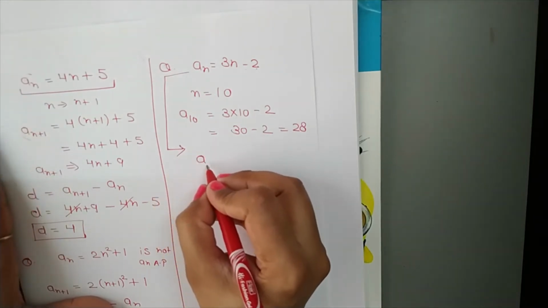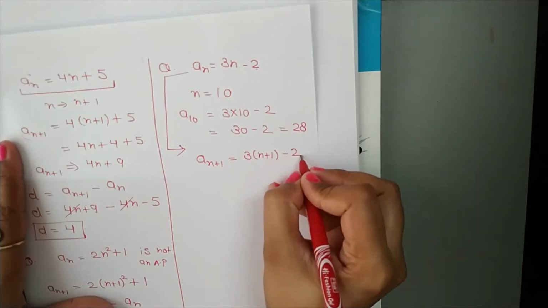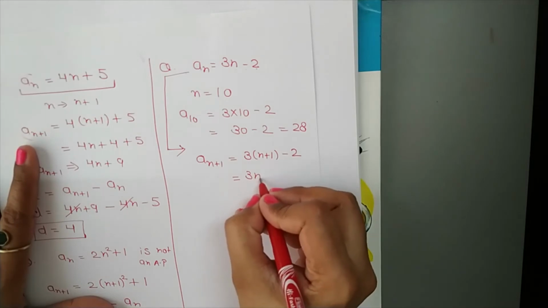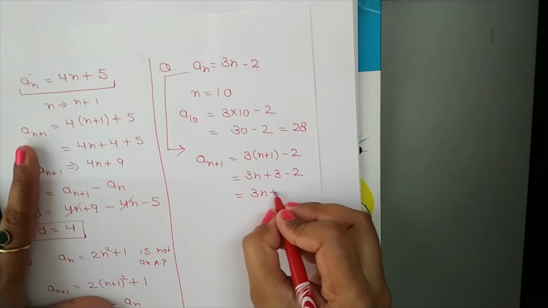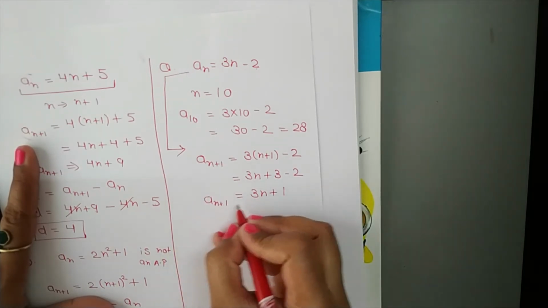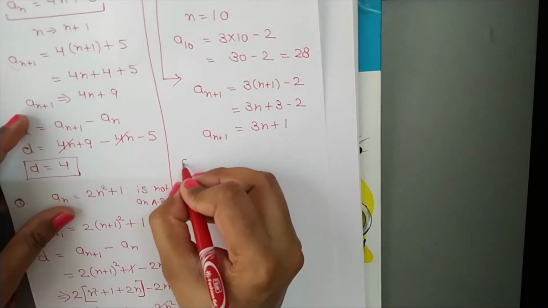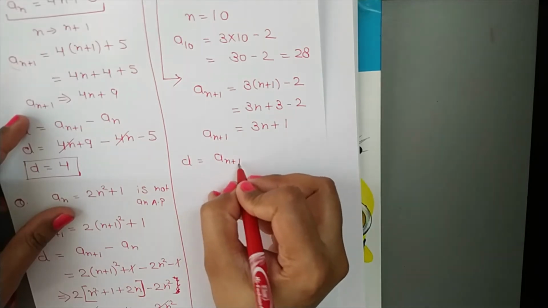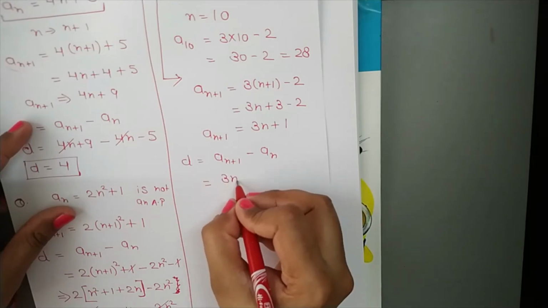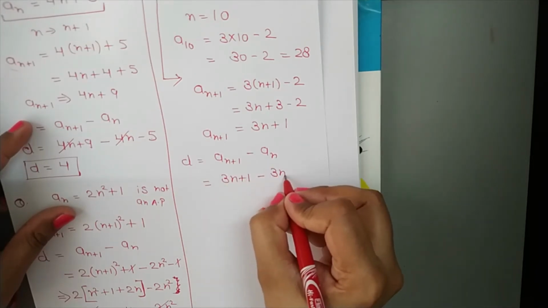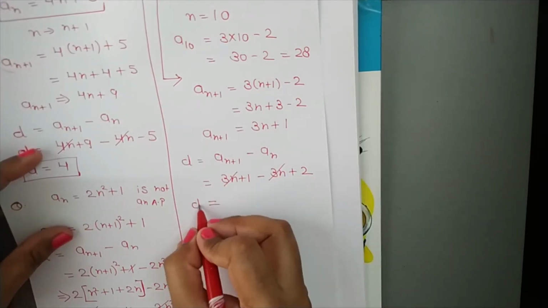So first we find an plus 1, that is 3 times n plus 1 minus 2. So it will be 3n plus 3 minus 2, which is 3n plus 1. So an plus 1 is equal to 3n plus 1. Now find their difference. D is equal to an plus 1 minus an. Put in these values: 3n plus 1 minus 3n plus 2. 3n and 3n will be cancelled, so the difference will be 3.